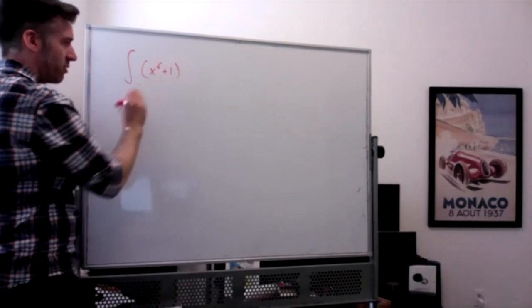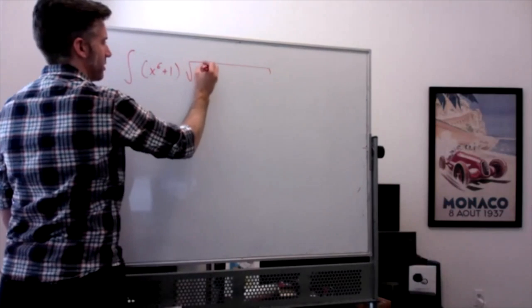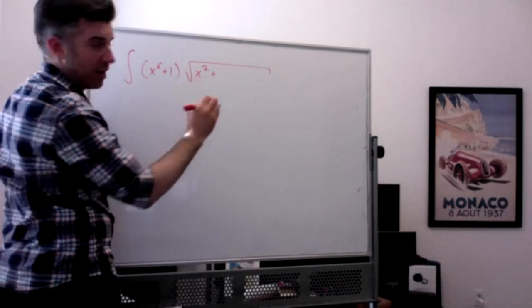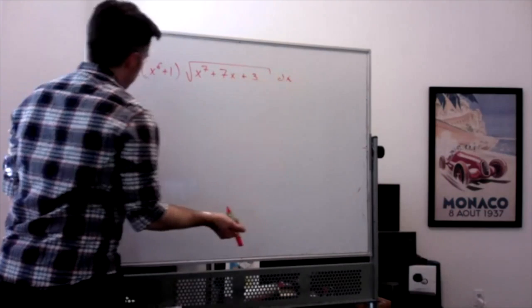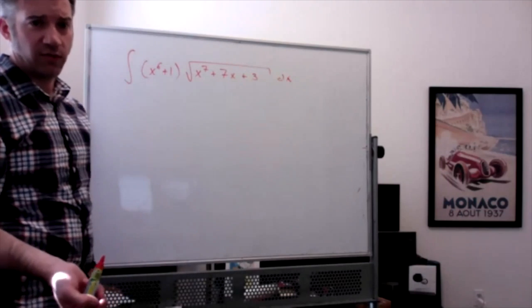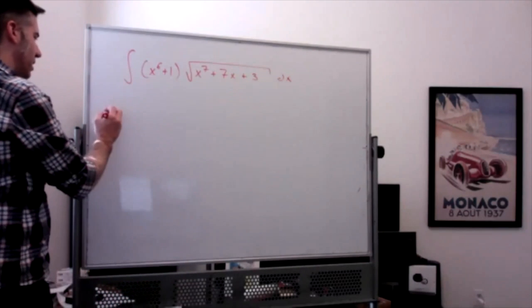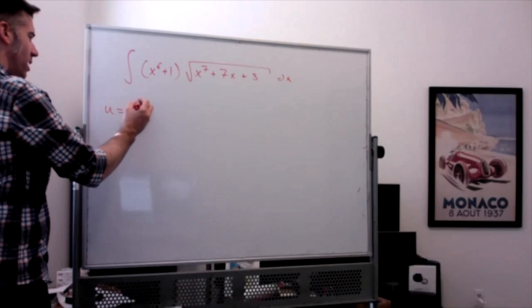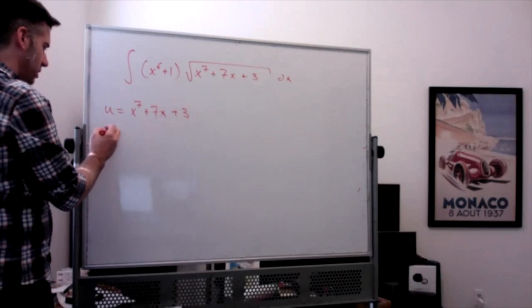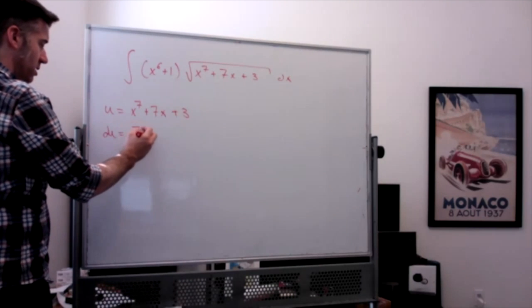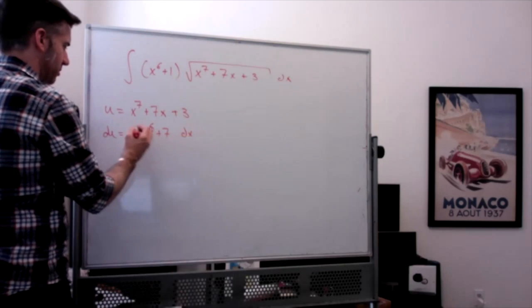So let's find this integral. The integral of x to the 6 plus 1 times the square root of x to the 7 plus 7x plus 3. I think it's a pretty straightforward use of substitution. Let's try setting u equal to the insides here. We set u equal to x to the 7th plus 7x plus 3. Our du is going to be 7x to the 6th plus 7 dx.